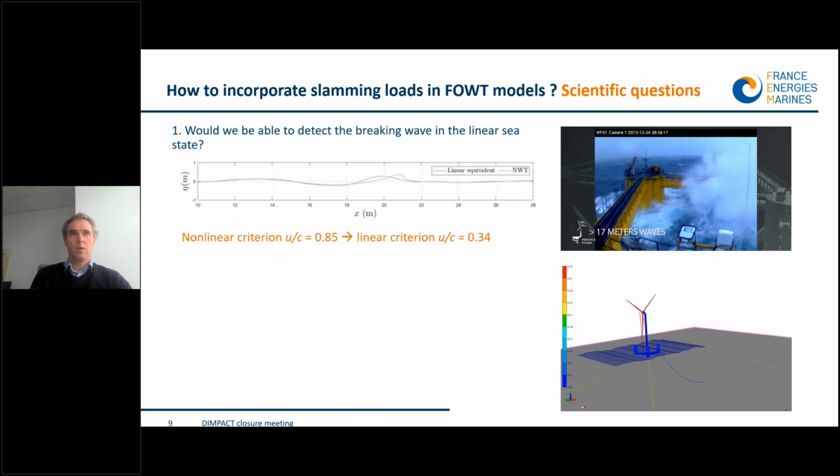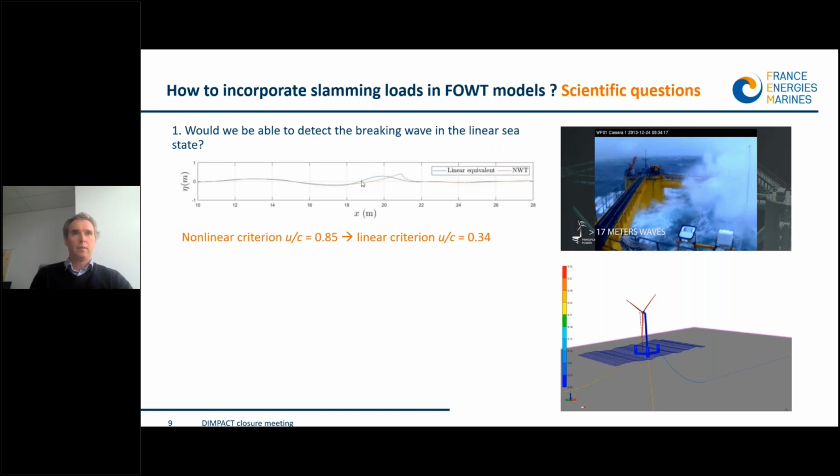Very quickly, we worked on this along the project, and we actually look at what we call the kinematic breaking criterion. That is a ratio U over C, U being the horizontal field orbital velocity at the crest, and C being the phase speed of the crest. And what is commonly assumed is that if this criterion reaches the 0.85 value, the wave will inevitably break, following the work from Barthelemy et al. 2018.